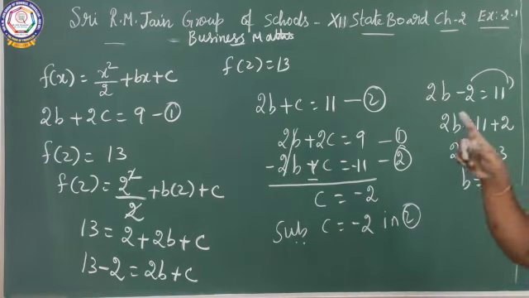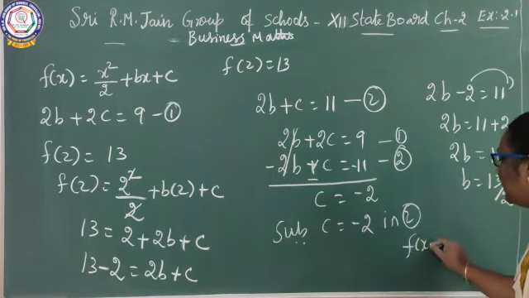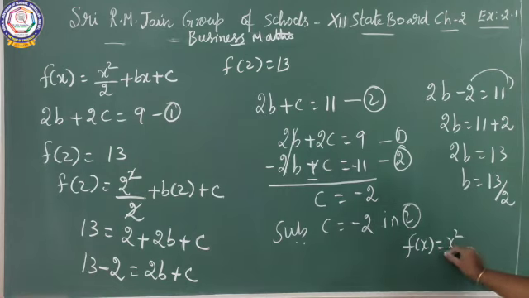Now you write the f of x, because we want to find out the value of f of x. f of x equal to x squared by 2 plus bx. What is the value of b? 13 by 2, so plus 13 by 2 into x. What is the value of c? c equal to minus 2. So this is the value of f of x.